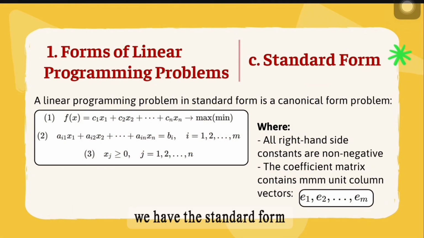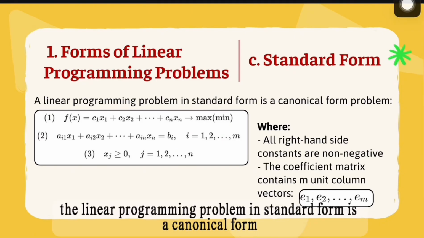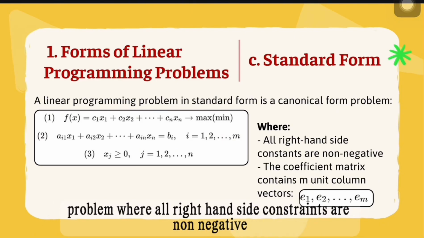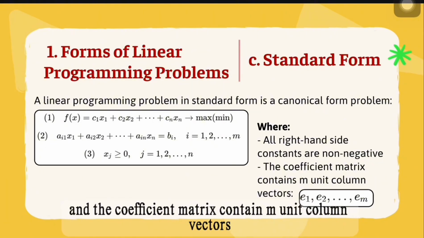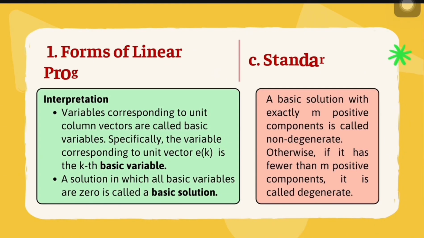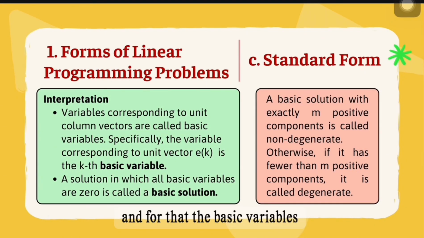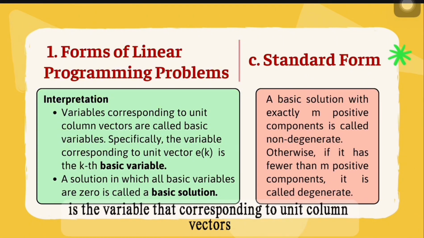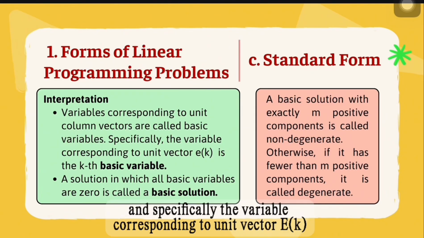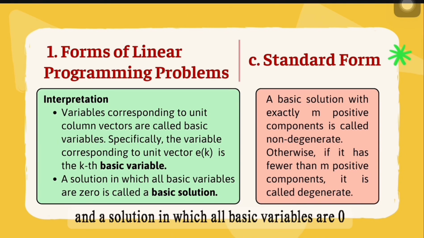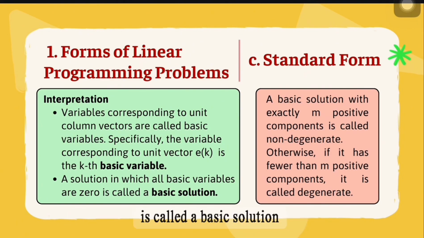We have the standard form. The linear programming problem in standard form is a canonical form problem where all right-hand side constants are non-negative, and the coefficient matrix contains m unit column vectors. For that, the basic variables are the variables corresponding to the unit column vectors, specifically the variable corresponding to unit vector E_k. And a solution in which all non-basic variables are 0 is called a basic solution.